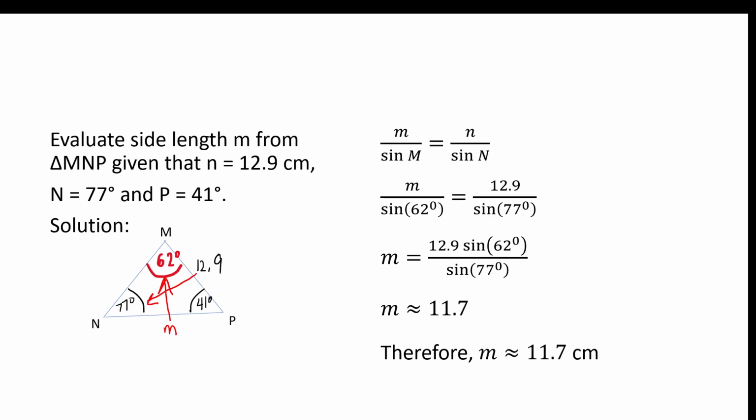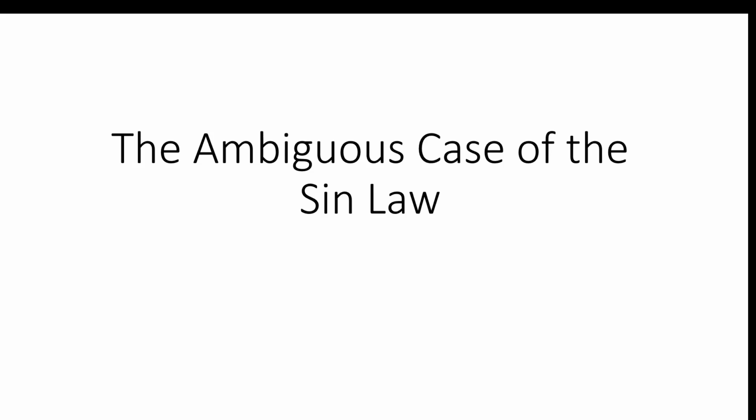So M over the sine of 62 degrees equals 12.9 over the sine of 77 degrees. Multiplying each side by the sine of 62 degrees, we get M is roughly equal to 11.7. So M is roughly equal to 11.7 centimeters.